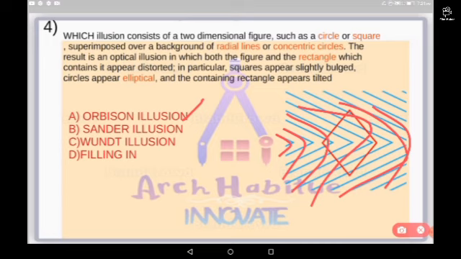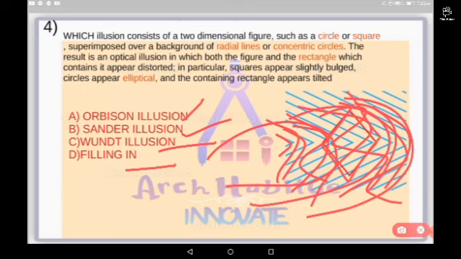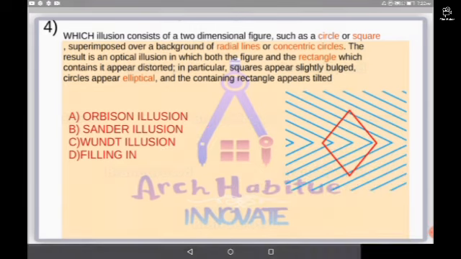Yes, we will discuss more types of illusion like Sander illusion, Wundt illusion, filling in, etc. in our upcoming videos. Now you should learn what the Orbison illusion is. This is an illusion where some radiating lines or curves or ellipses like this make a two-dimensional object look three-dimensional, bulging out or distorted due to this background. So that is the Orbison illusion.